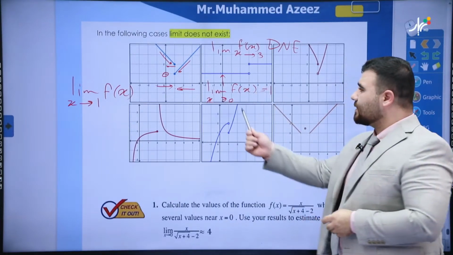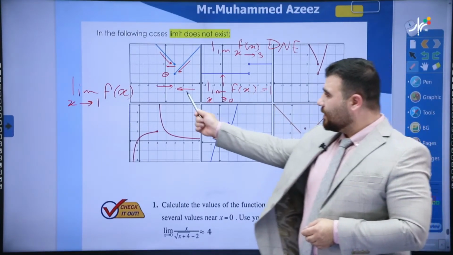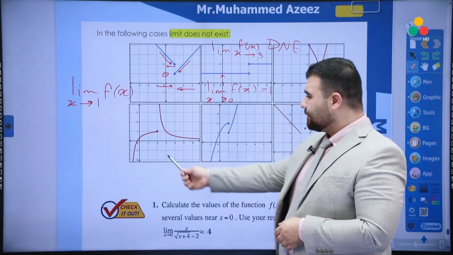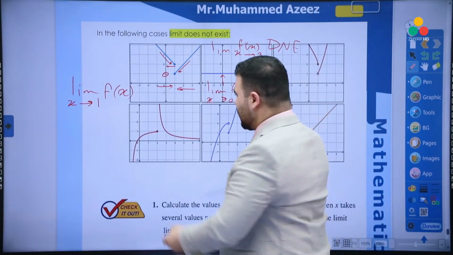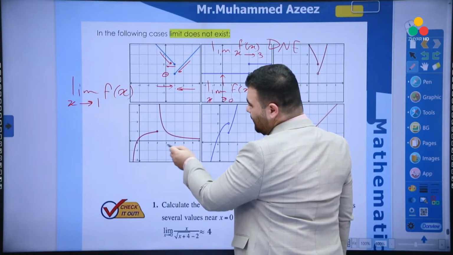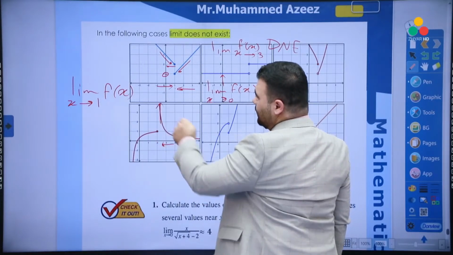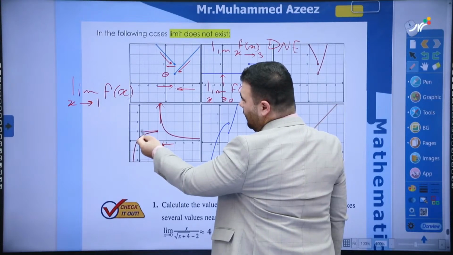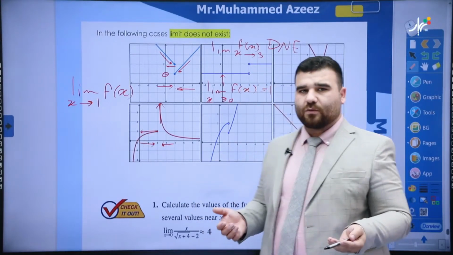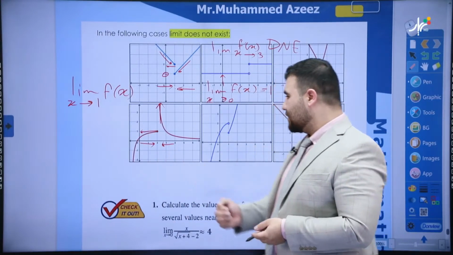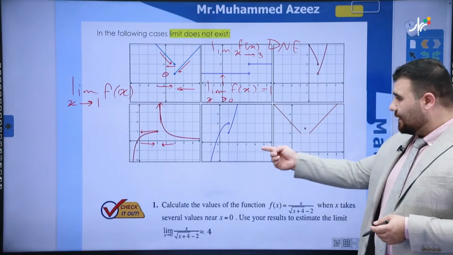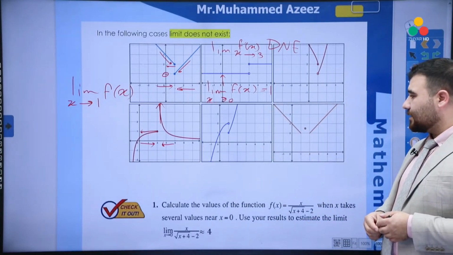The only problem in this graph is at 3. The problem in this graph is at 1. At 1, the limit does not exist. Here, at 2, the limit does not exist because on the right side, it's approaching positive infinity. On the left side, it's approaching 1. Then positive infinity and 1 are not equal, limit does not exist. So every time if you see the graph is broken, like this, limit does not exist.